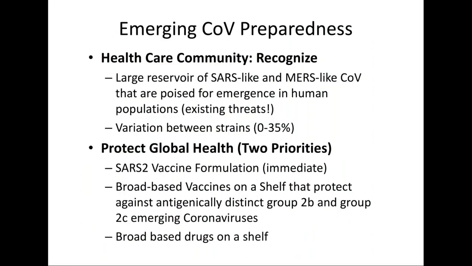So when you think about emerging coronavirus preparedness in terms of spike glycoproteins, I think you have to, again, recognize this large reservoir of SARS-like and MERS-like coronaviruses that are poised for emergence, that the variation can approach 35%. And so as we develop vaccines, there's really two priorities. First is the immediate priority of the SARS-2 vaccine formulation. But then the second is broad-based vaccines that would protect against the future emerging strains that will or are destined to emerge in the future. So please keep that in mind. Next slide.